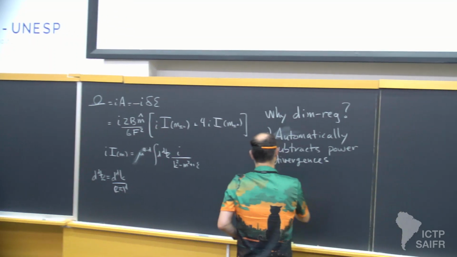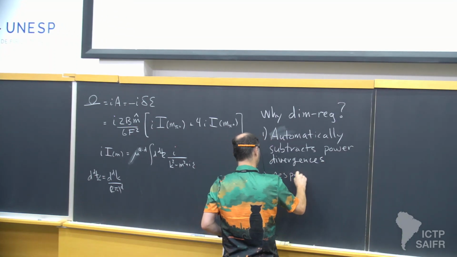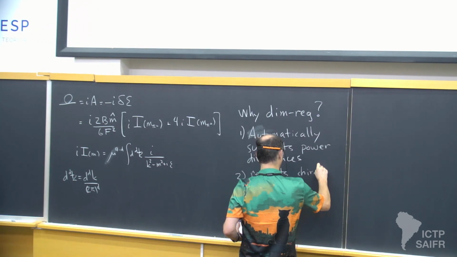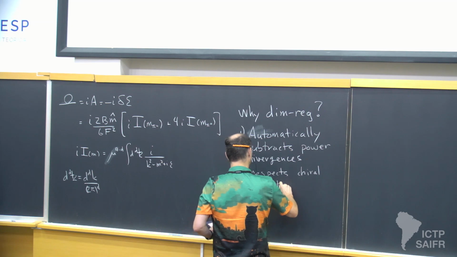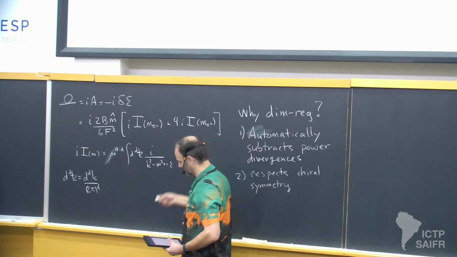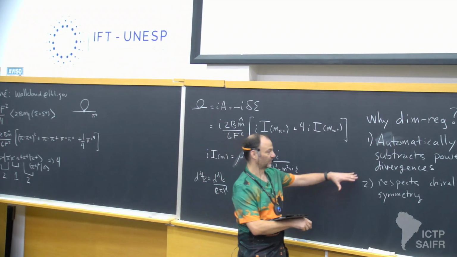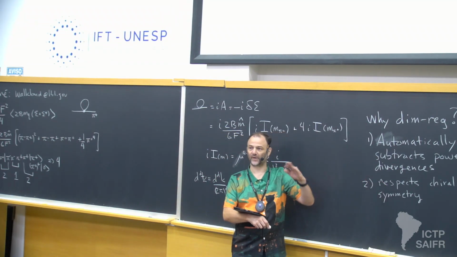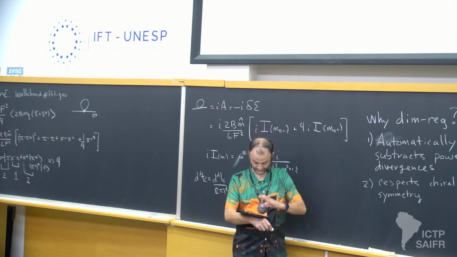And two, another important feature is it respects chiral symmetry, which is related to the power divergence. And because we're studying chiral perturbation theory, for which chiral symmetry is a very foundational point, it would be nice to use a regulator that respects chiral symmetry. Otherwise, we'll have to, in the same way, fine-tune our chiral symmetry back into the calculation.